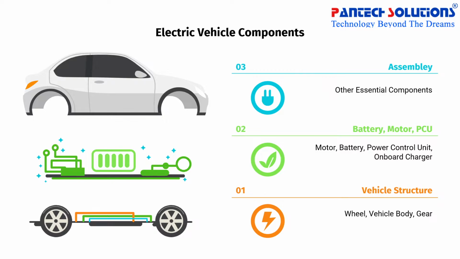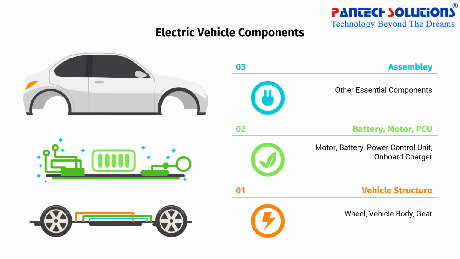Other essential components like the vehicle outside parts, the box and everything, come under the third thing: assemblies. Finally we can assemble the vehicle. So these are the main components of an electrical vehicle. Here the inverter, converter or rectifiers all come under the battery and motor PCU controlling part. Okay, so next one.